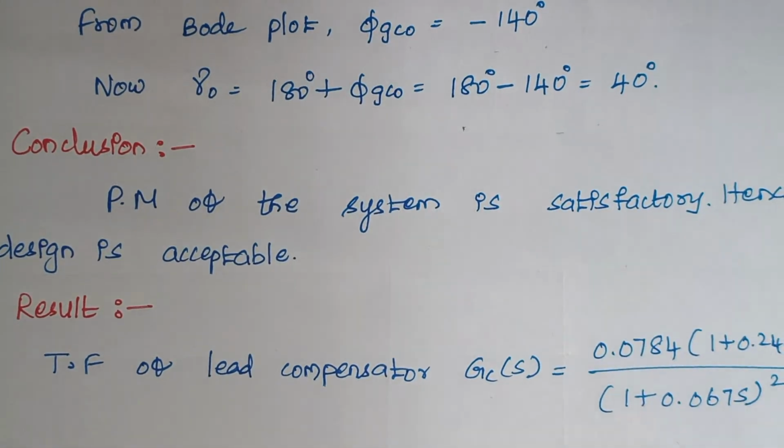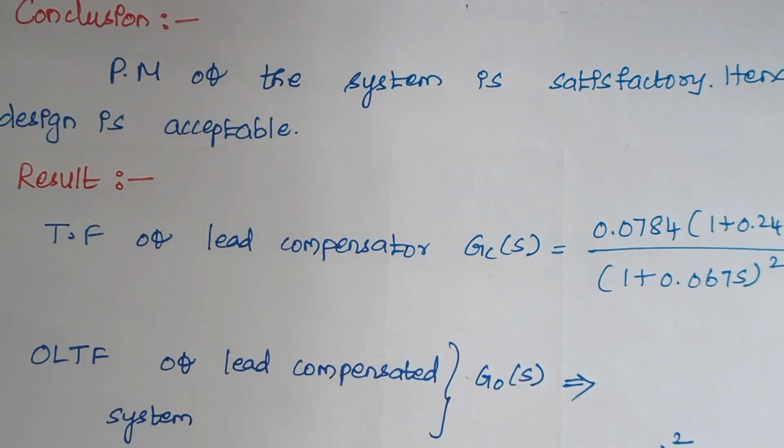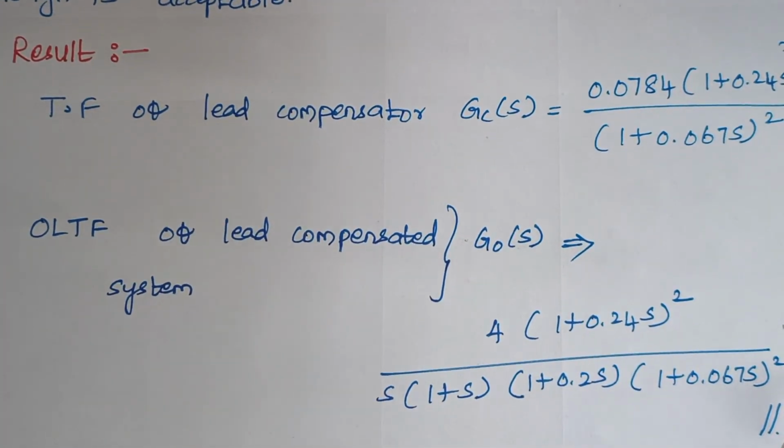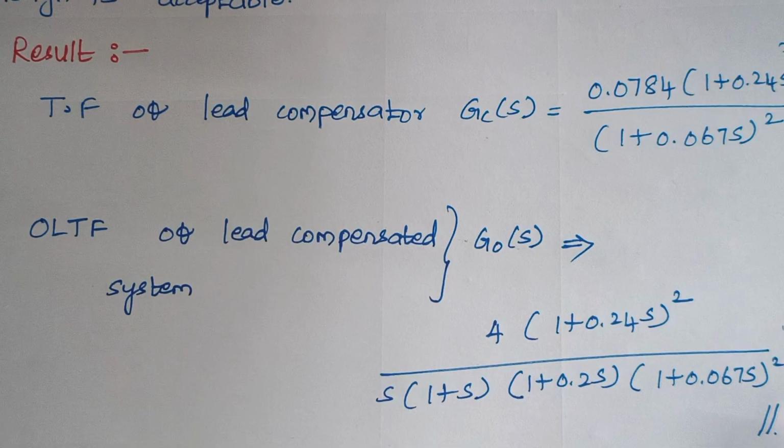And in result, you just highlight these 2 transfer functions, that is transfer function of a lead compensator and then the open loop transfer function of the lead compensator system, right? Here comes the end of this problem.